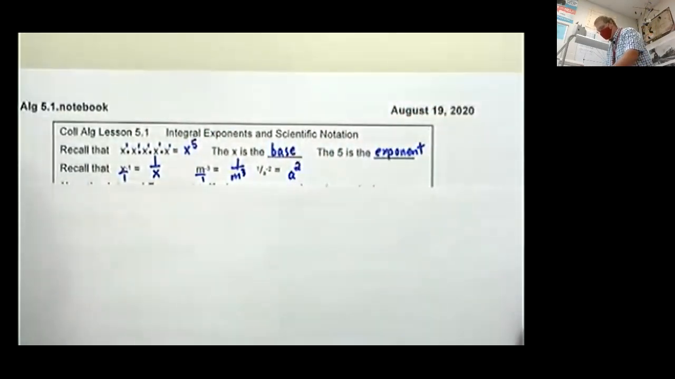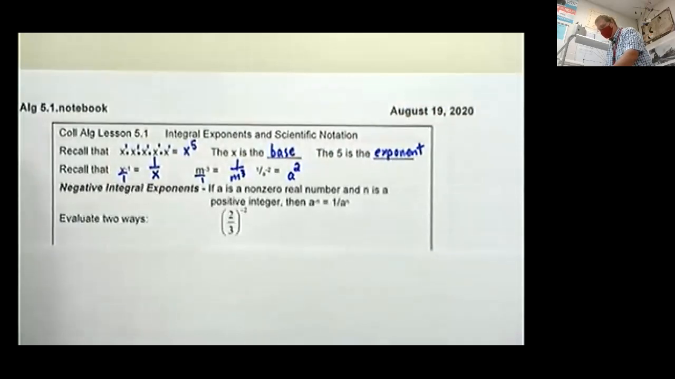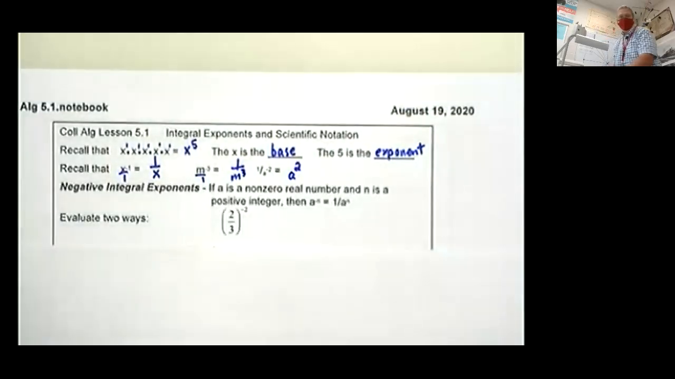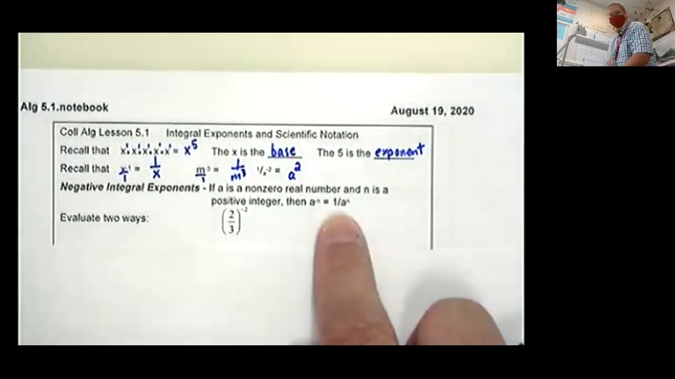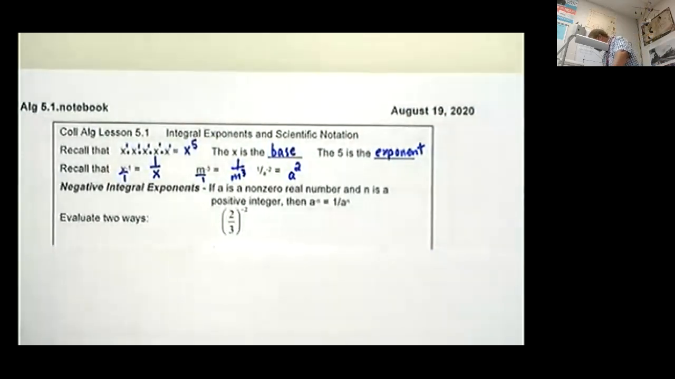So there's negative exponents. Here's our rule for negative integer exponents. If a is a non-zero real number and n is a positive integer, then a to the negative n is 1 over a to the n.